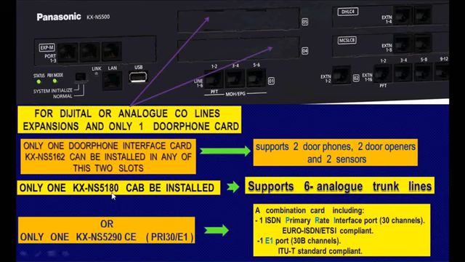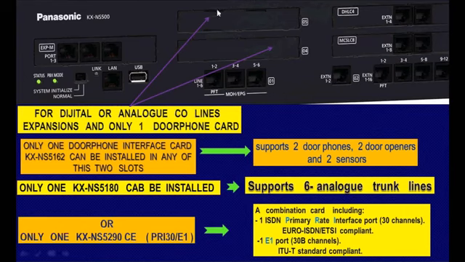This is the analog expansion card, which can be installed to add 6 analog trunk lines. And this card is for digital E1 ports or PRI ports. This card supports the two functions at the same time, and by programming we will select which function will be used.